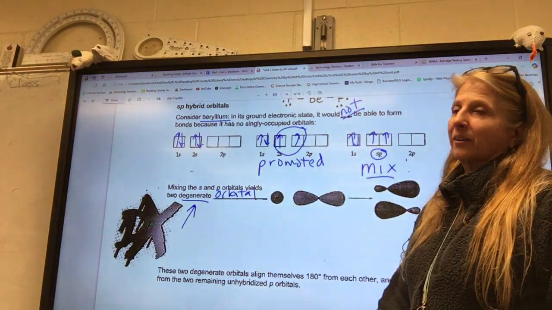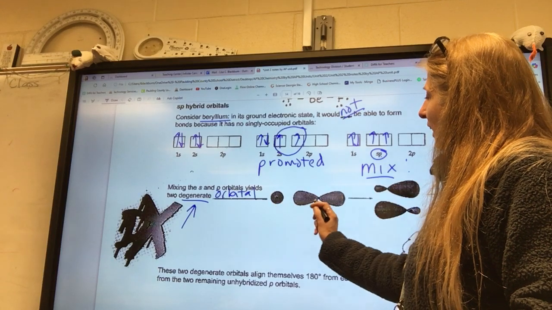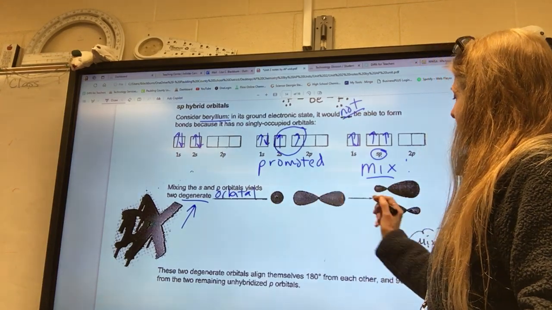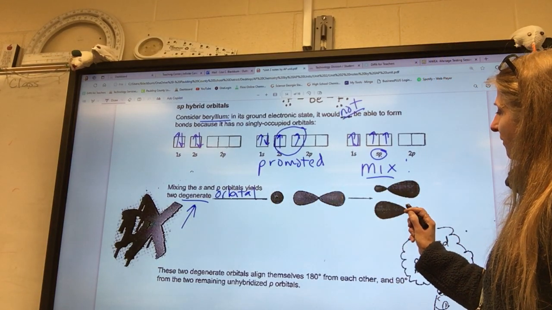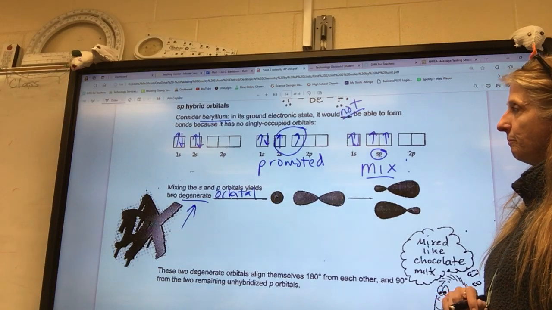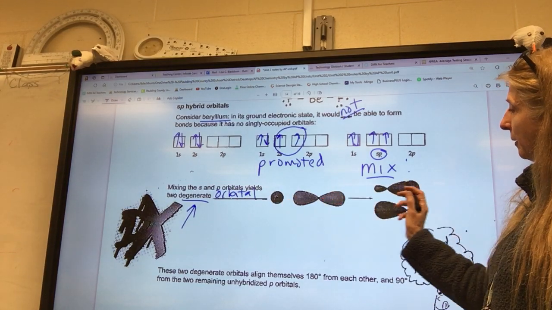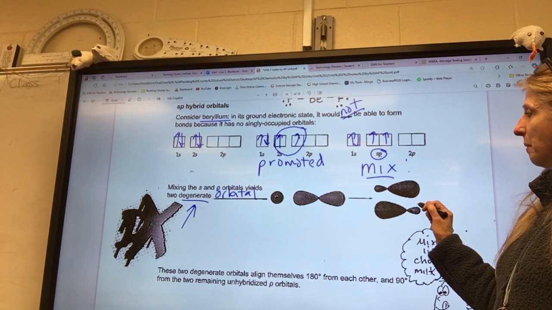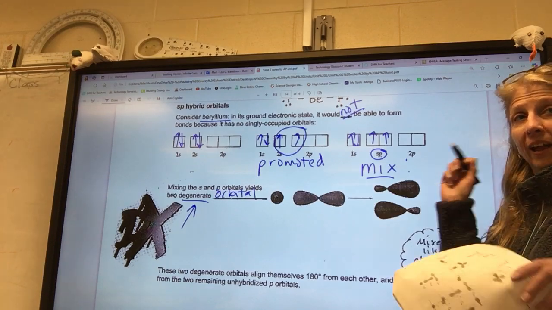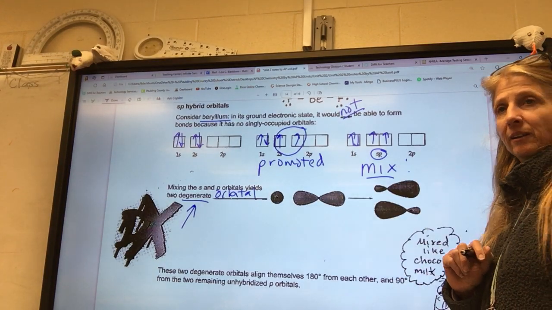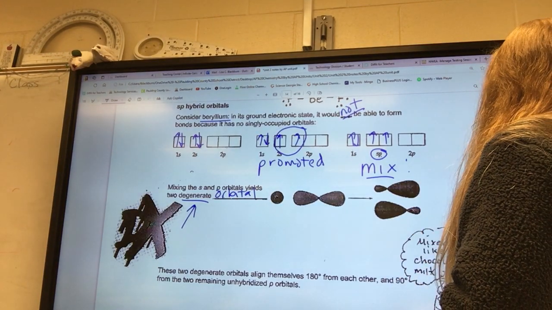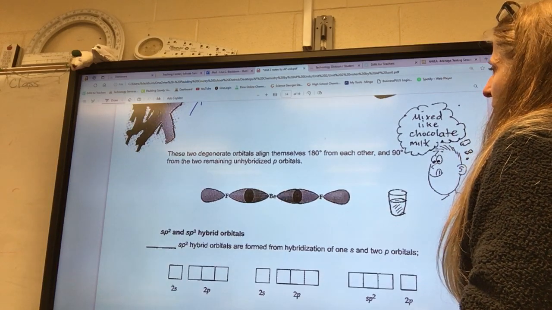Okay, so this is how it works. We have an S and a P, and they get mixed together to make 2 of these SPs. You see, S plus P makes that. These are the monsters. The SPs. Okay, and now they're exactly alike. It's mixed like chocolate milk.